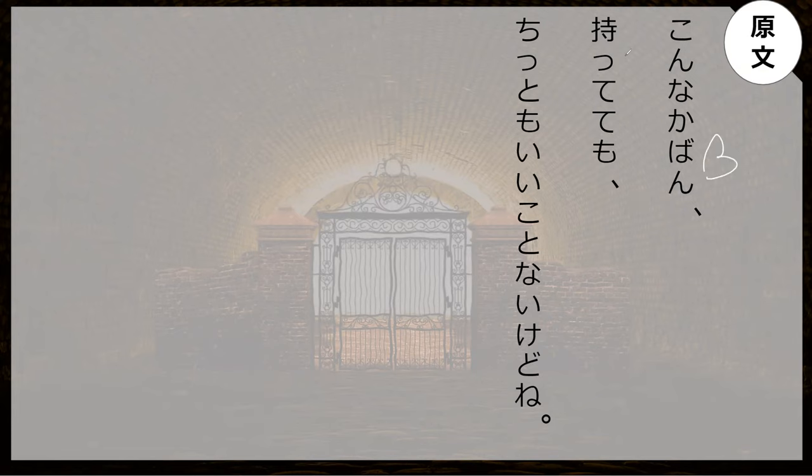Konna kaban, this bag. Mottetemo. So this comes from motteite. So it's motteiru, but in te form, but the e has been dropped because the main character is thinking right now. So when the character really thinks, a lot of times there'll be more slurring going on than if it's pure narration from the main character's point of view. So this is still not hai, wakarimashita yo kind of idea where the main character is basically thinking something. So even if I'm holding it. Even if I'm holding this bag. Mochimo ii koto nai kedo ne.